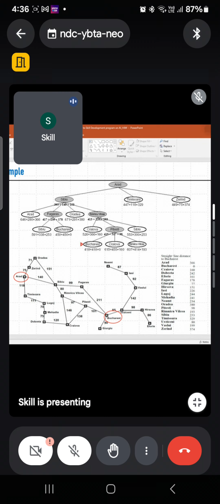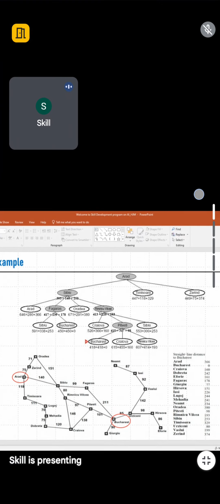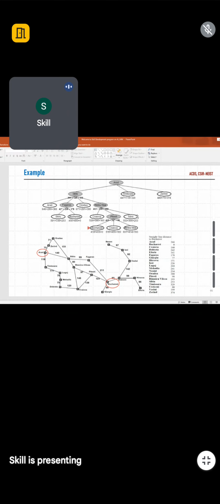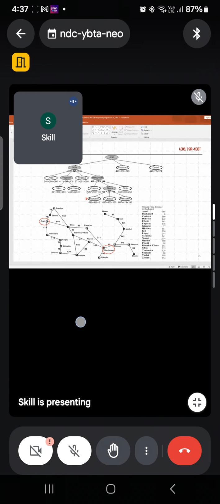Similarly, we will calculate for Oradea, Rimnicu Vilcea. So out of all these four values, 646, 417, 671, and 413, which will be your lowest value here? 413 is the lowest value. So we'll consider again this value, Rimnicu Vilcea. So we'll again write the adjacent places of this place, Rimnicu Vilcea: Craiova, Pitesti, Sibiu.